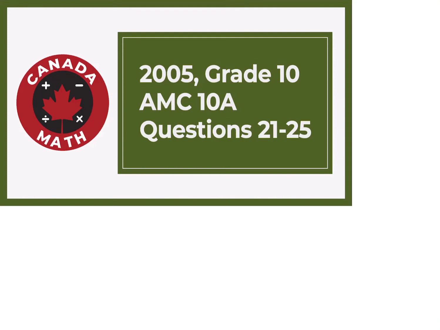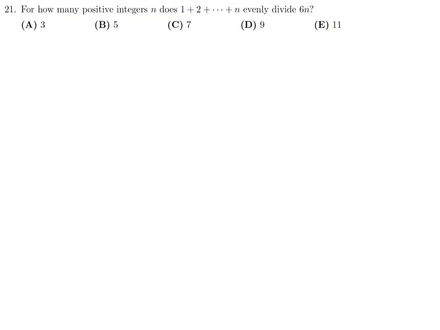Questions 21 to 25 on the 2005 grade 10 AMC 10A. For how many positive integers n does 1 plus 2 all the way up till n evenly divide 6n? So 6n divided by 1 plus 2 plus all the way up till n has to give an integer. And that's what it means to evenly divide something.